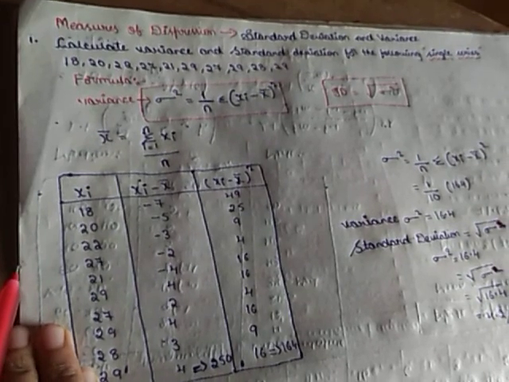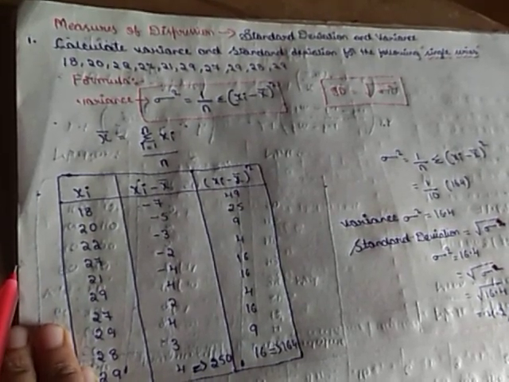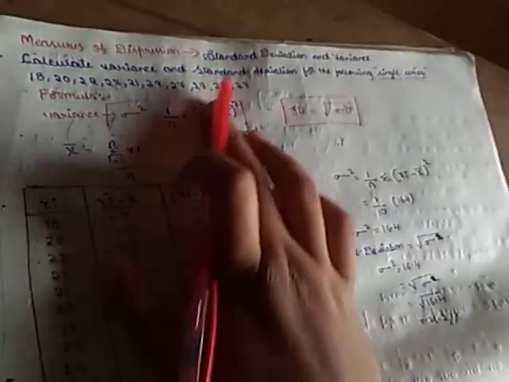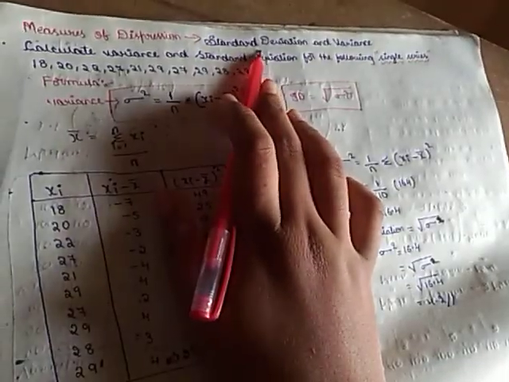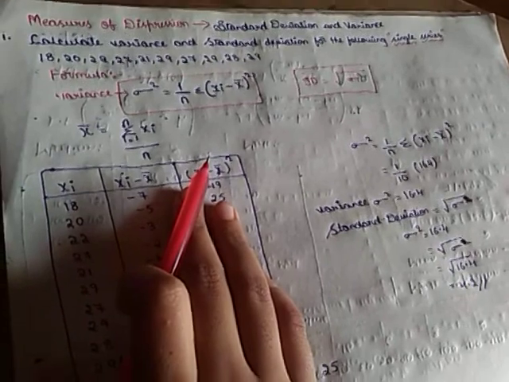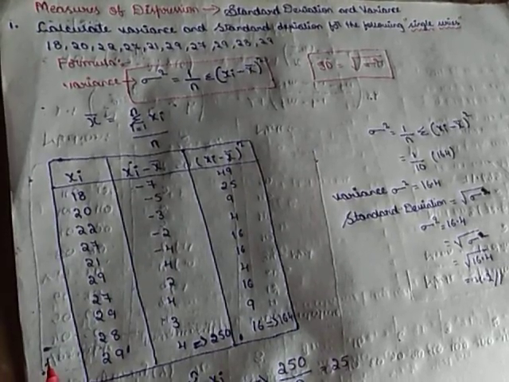In this video I'm going to explain measures of dispersion. In this topic there are two important topics: variance and standard deviation. I already told you there will be three series: single, discrete and continuous series. We have to find the standard deviation and variance for single series, discrete series and continuous series.